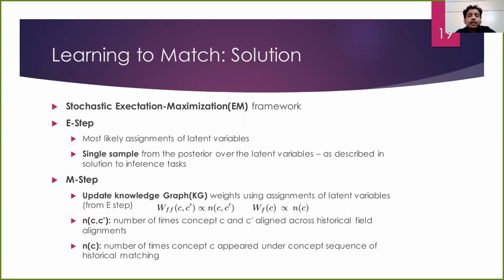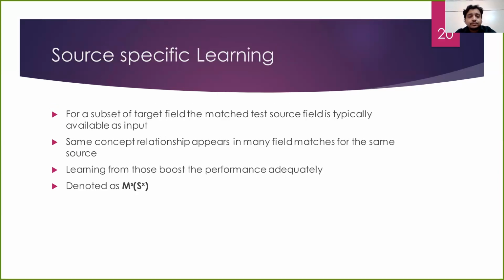We use an iterative learning algorithm based on the stochastic expectation maximization framework, applying the intuition that existing KG probabilities can be used to infer latent variables, and in turn, all these inferred latent variables can be used to update the probabilities in the KG. So, as a solution, we have proposed a stochastic EM framework where in the E step the latent variables are inferred for each of the historically matched field pairs, and in the M step the KG parameters are updated based on the number of occurrences of the concepts and concept pairs appearing under the latent variables altogether.